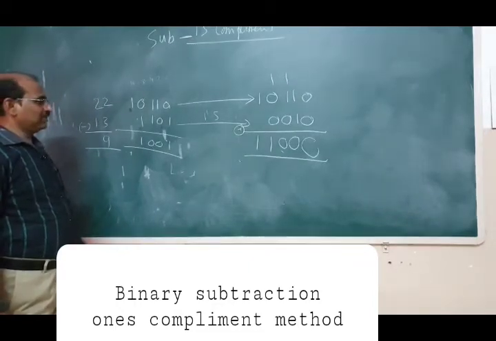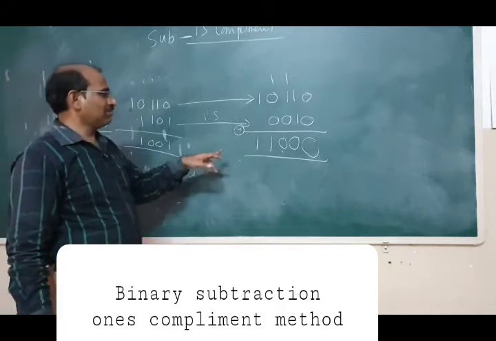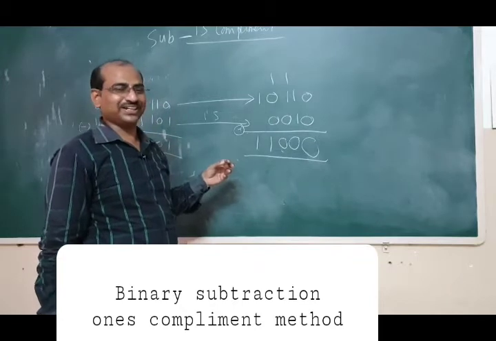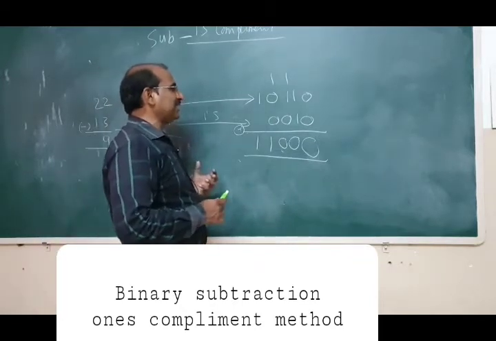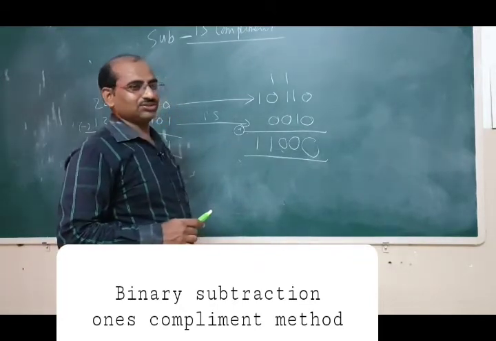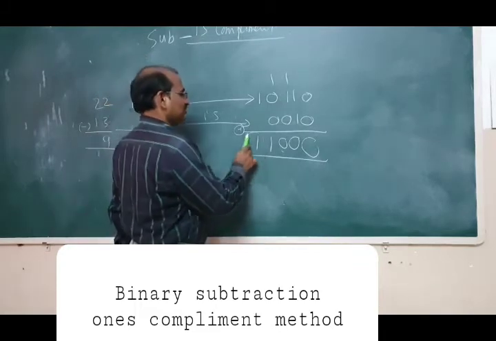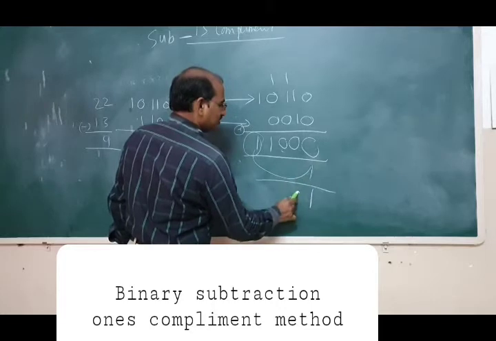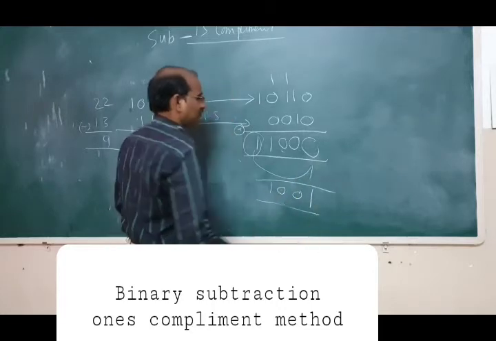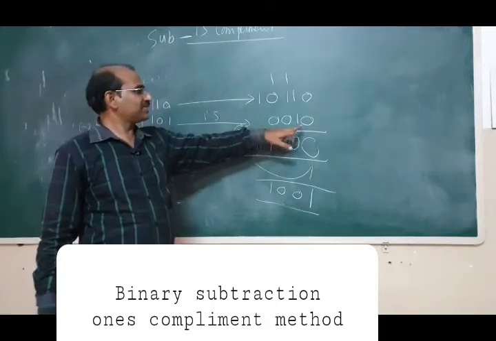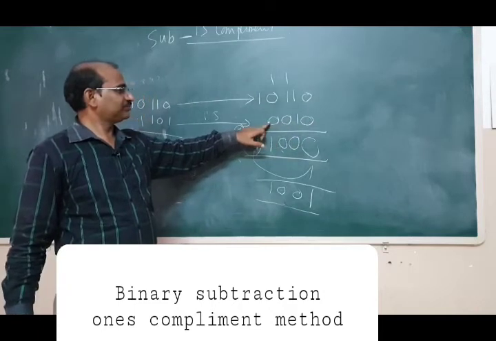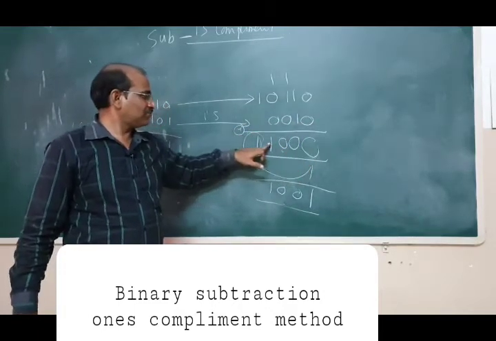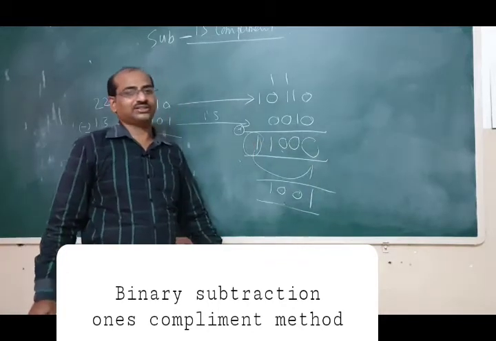The answer should be 1001, but we got 11000. The process is not yet completed. Now we have to do the end round correction. You have to add the carry: 0 plus 1 is 1, so 1 0 0 1. What is the size of this one? 1, 2, 3, 4. If you get more than 4 bits, you have to do end round correction.